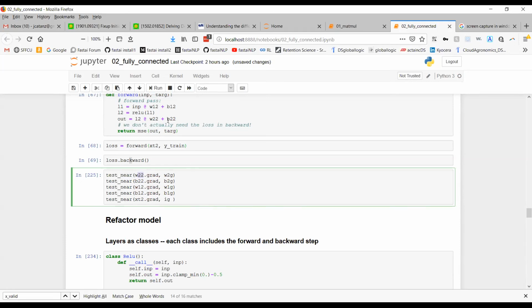That's what this test near function is doing. So you don't hear any complaints. That means that they all pass the test.